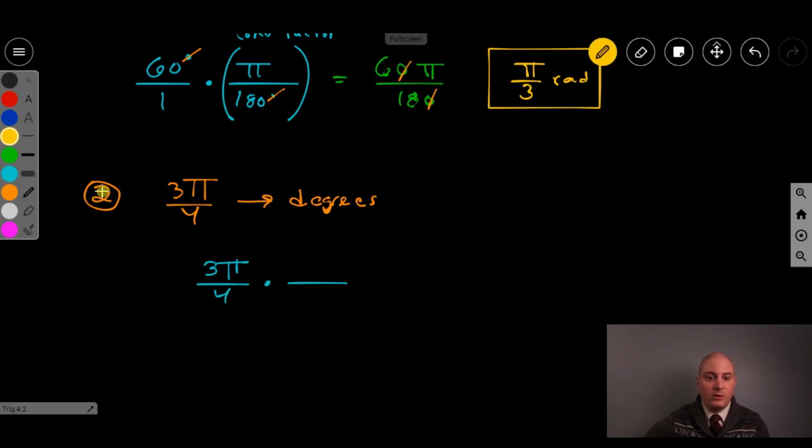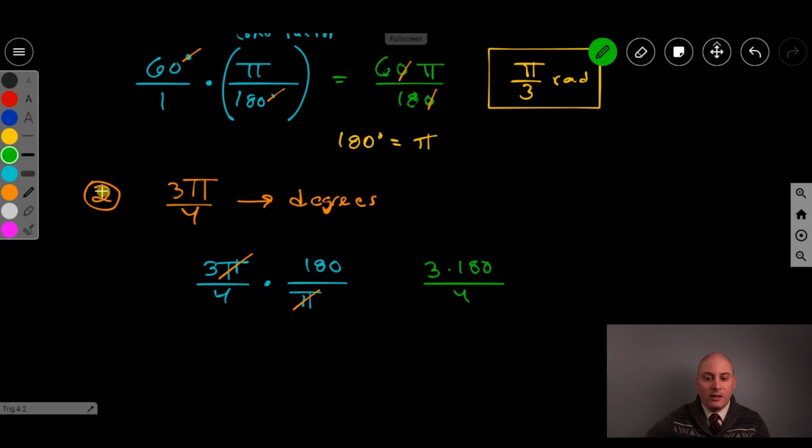My conversion factor was 180 degrees is equal to pi. I want the pi's to cancel, so I'm going to put the pi on the denominator and 180 on top. You see how the pi's are going to cancel? Pi up here, pi down there. So in essence, I get 3 times 180 over 4, and that will be my degrees.